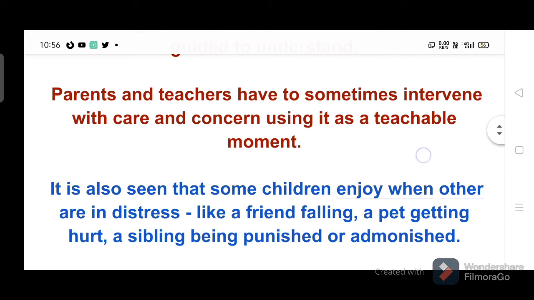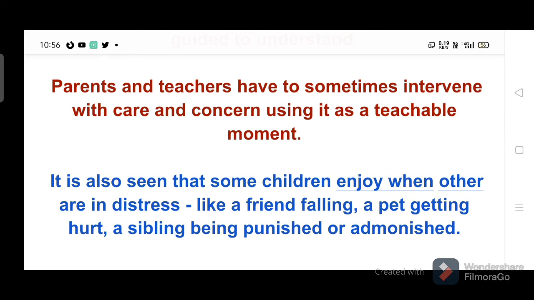So parents and teachers have to sometimes intervene with care and concern using teachable moments. Whenever such situations arise in a class or at home, when someone is in pain or distress, teacher and parent should use this moment to create the feeling of sympathy among the children.